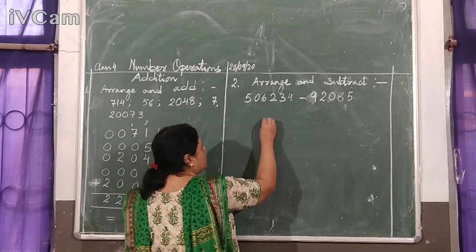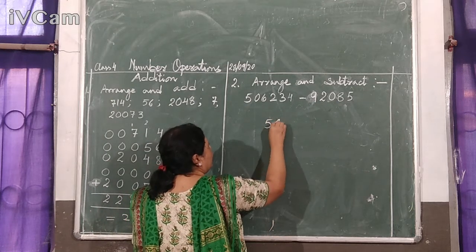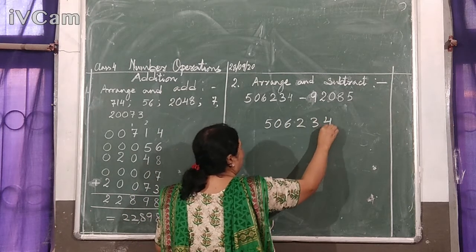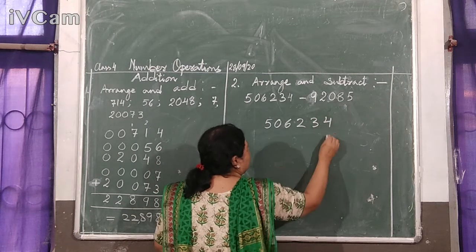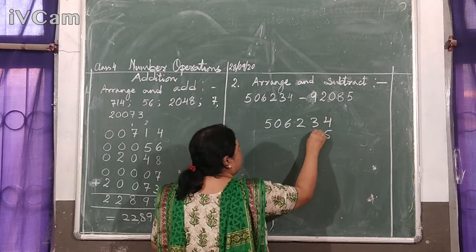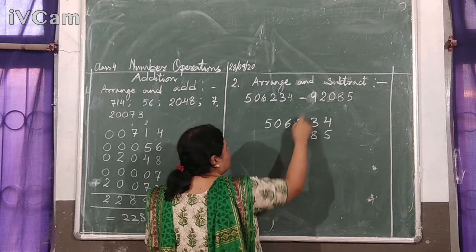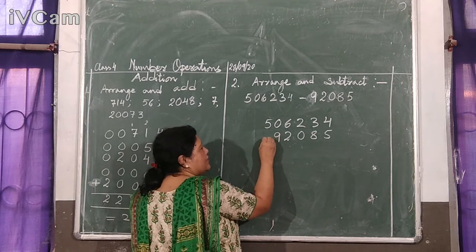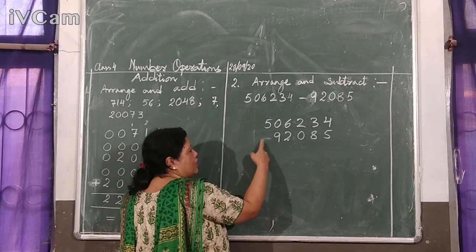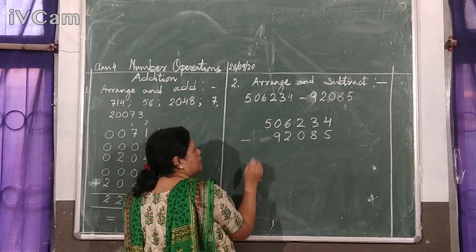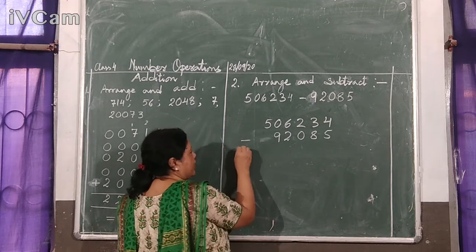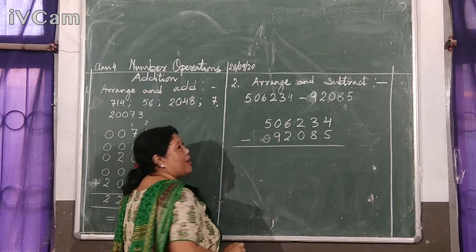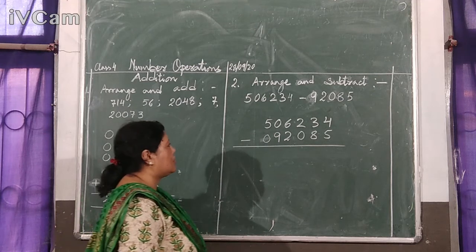So here this one is bigger. So I'm going to write it here. 5, 0, 6, 2, 3, 4. Then arrange this one. 5 in ones, 8 in tens, 0 in hundreds, 2 in thousand, 9 in 10,000. And don't write the sign out here. This is numbers place. So outside that numbers place, you write the sign. Then you can fill up the empty space with 0. It will be easier.